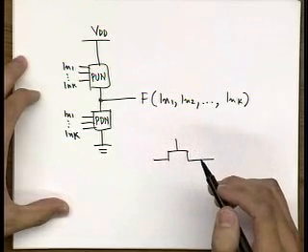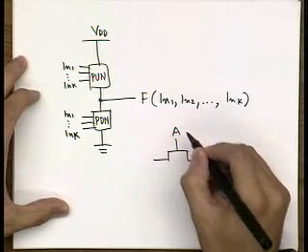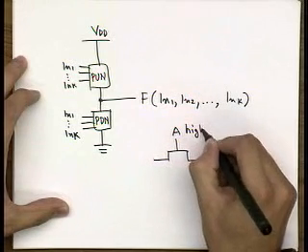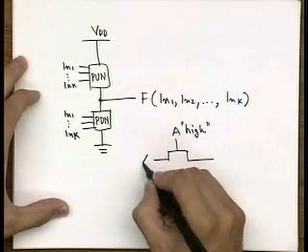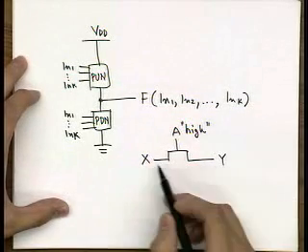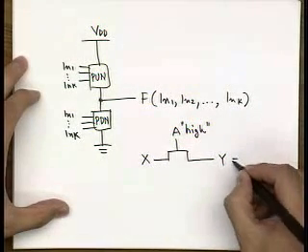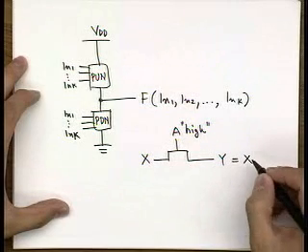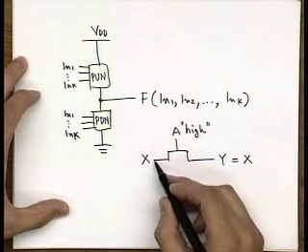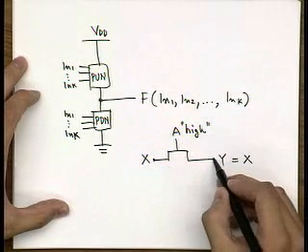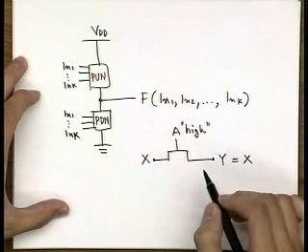We have NMOS, that is turned on when its gate input is high. When NMOS is turned on, it simply provides a conductive path between the source and drain. So you can say when A is equal to high, Y is equal to X. This NMOS propagates X from one end to Y at the other end, connecting drain and source. And that way it implements a logic function.